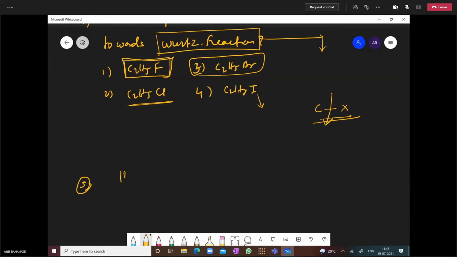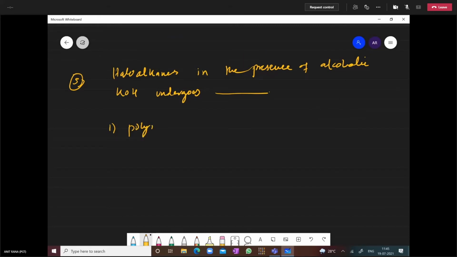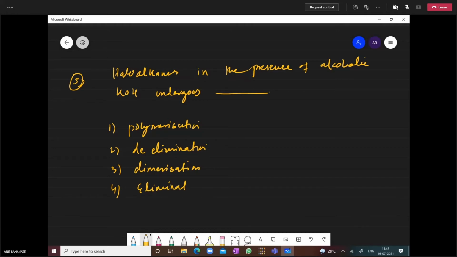And next comes: haloalkanes in the presence of alcoholic KOH undergoes polymerization, deamination, dimerization, and fourth, elimination. So is it elimination? Yes.